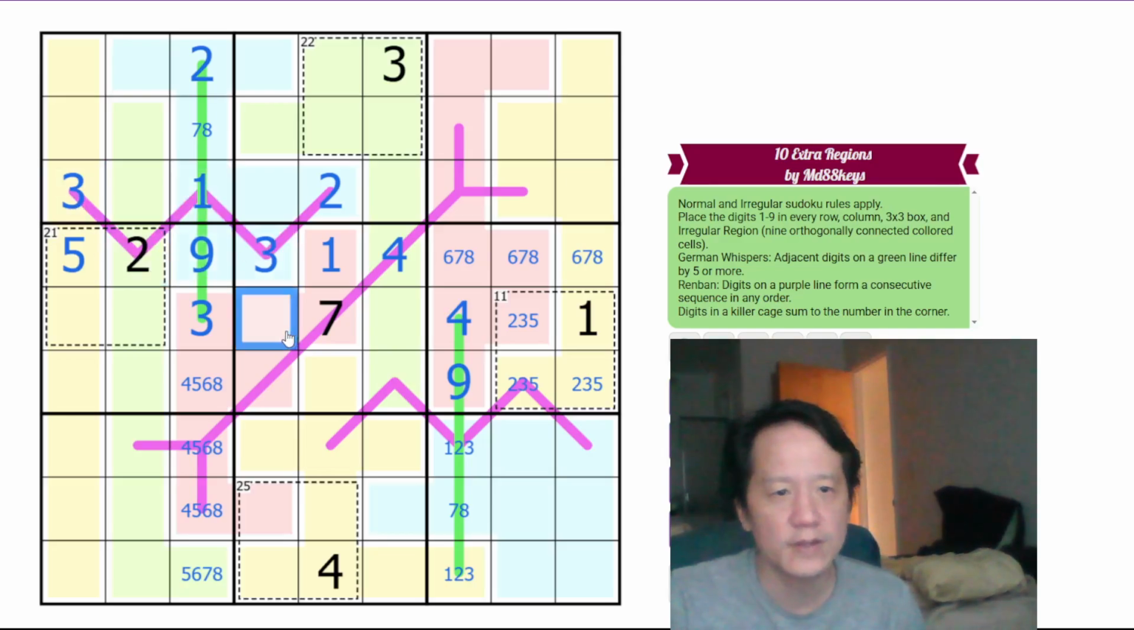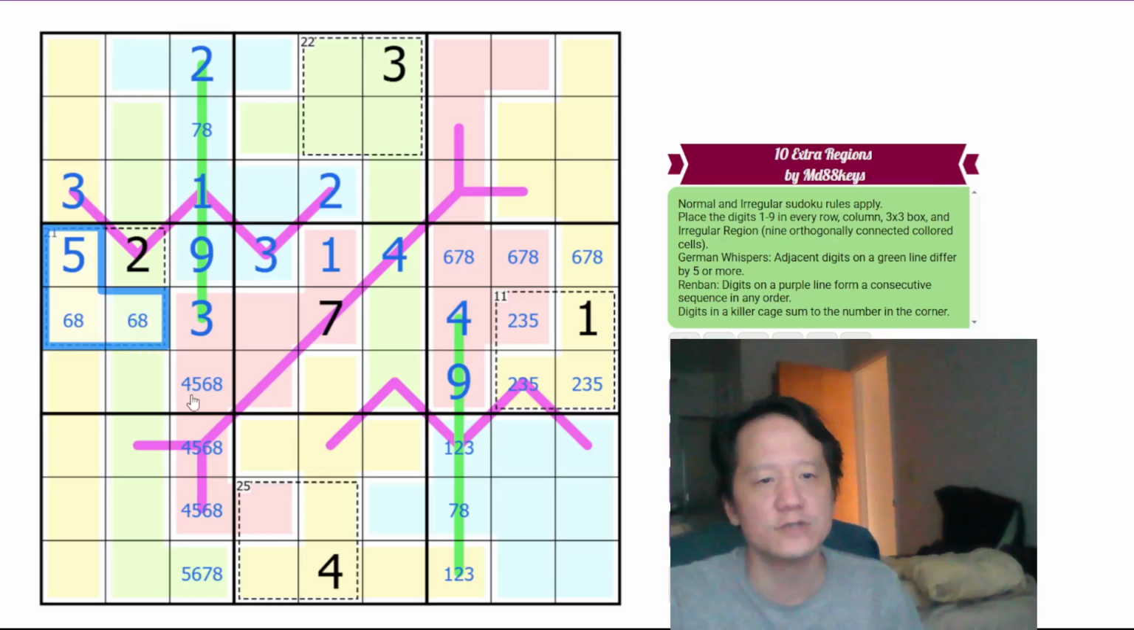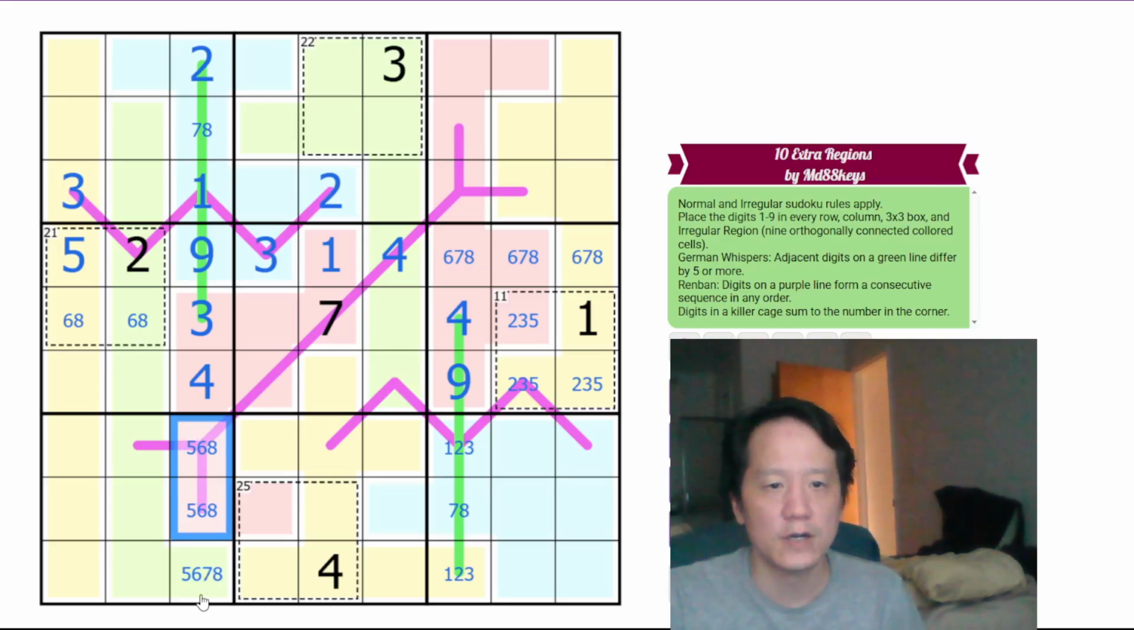Interesting. This is 2, 5, which must be with 6 and 8 to add up to 21, right? Because this adds up to 7. The remaining 2 digits must add up to 14, and we can't have a 9 here. So it cannot be 5, 6, or 8 anymore, so this is a 4 here. Neither of these can be 4. So it's 5, 6, or 8 here. This has a 4 on the Renban. It's a 7.